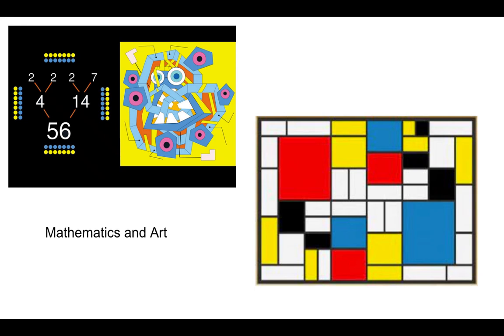exploring some artwork. On the left, you'll see a piece of artwork by Richard Evans Schwartz, who actually has used factors and multiples to create representations of numbers. And in this case, the number 56. And maybe if you look really, really closely, you can see three groups of two and that group of seven in that illustration. On the right side, you'll see a piece by Piet Mondrian.